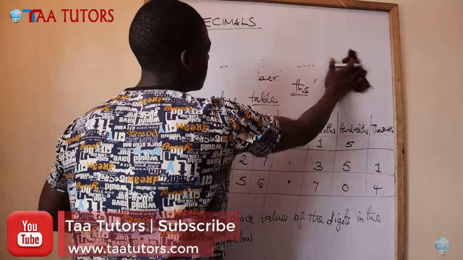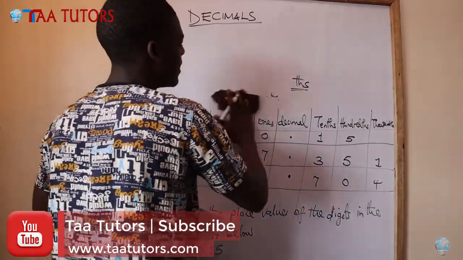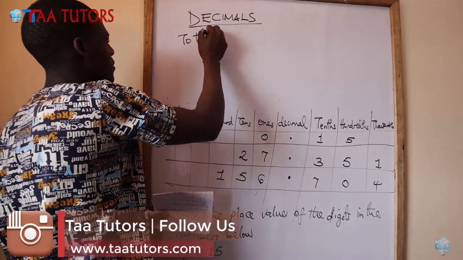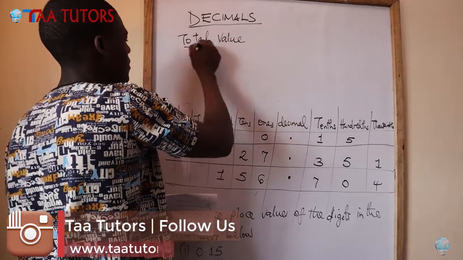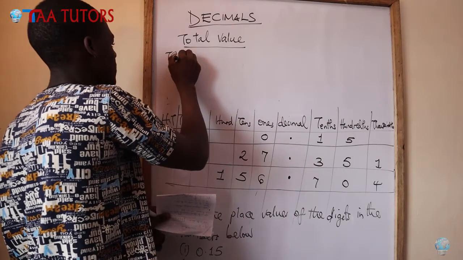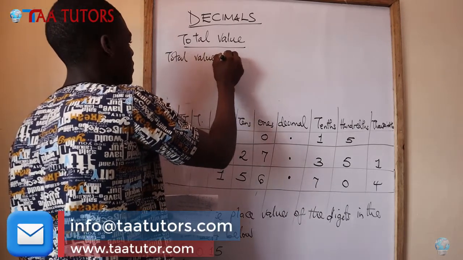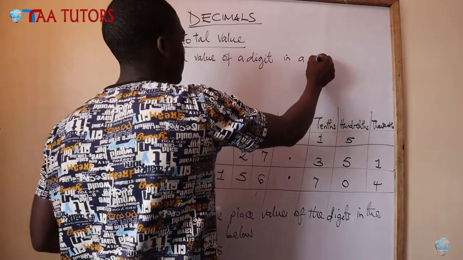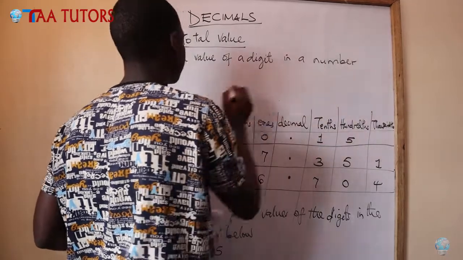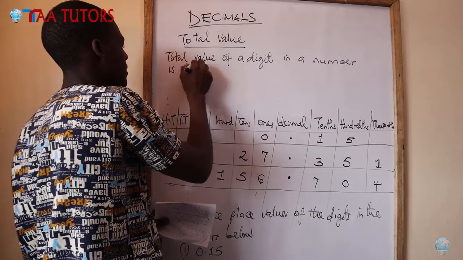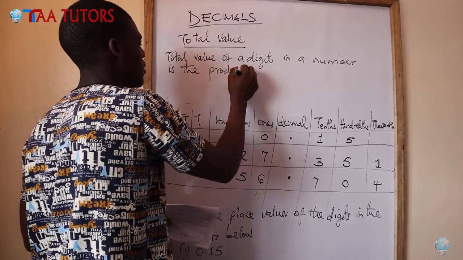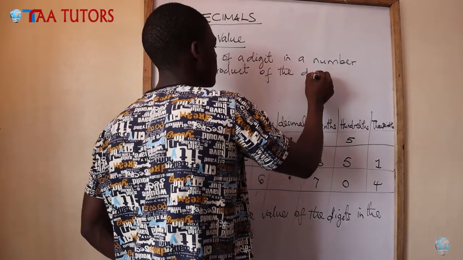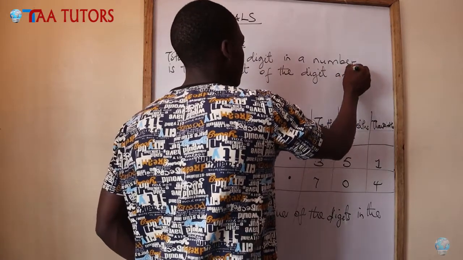The total value of a digit in a number is the product of the digit and its place value.